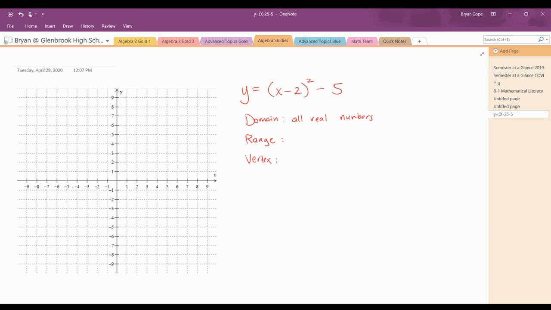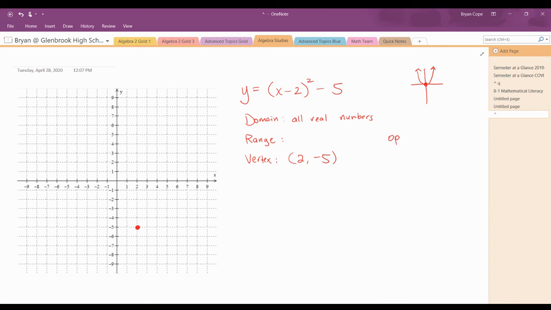The vertex of this parabola is going to be at (2, -5). So let's talk about that quickly. When you see x minus 2 in parentheses, that means that our ordinary parent function, remember that parent function looks like this with a vertex at the origin, that function has been moved 2 units to the right. So the vertex is at 2, and then it's been moved 5 units down, so -5. So I'm going to plot that point right now. (2, -5) is the lowest point this parabola is going to reach.